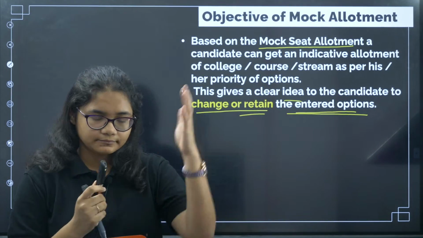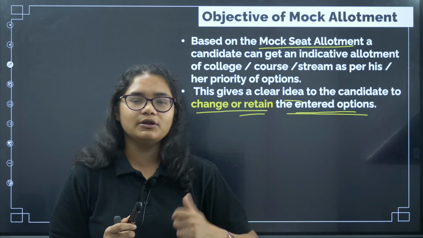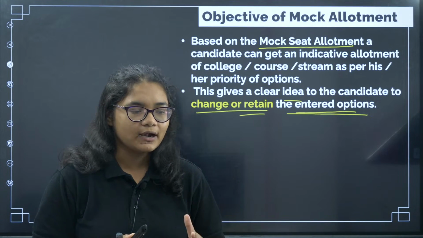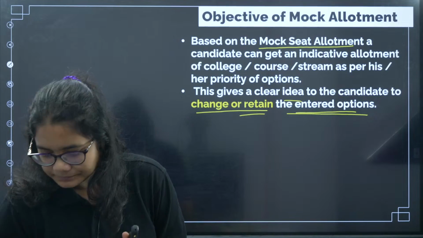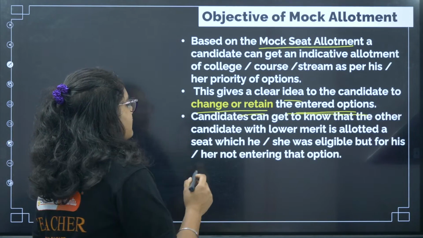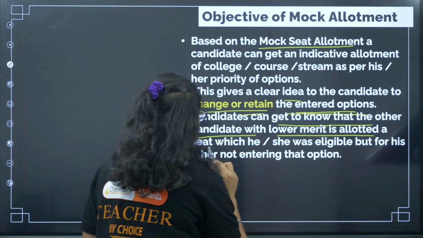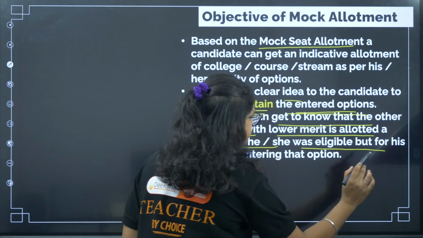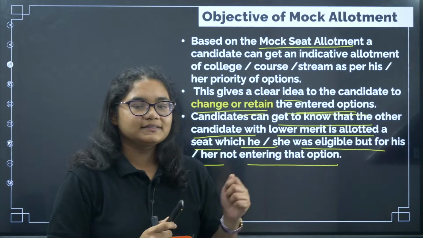Once you see the mock allotment results, and the college that you got does not satisfy you, you can understand that you have to change your options. Next, candidates can get to know whether another candidate with a lower merit was allotted a seat which you were eligible for, but you did not enter that option. What does this statement mean?